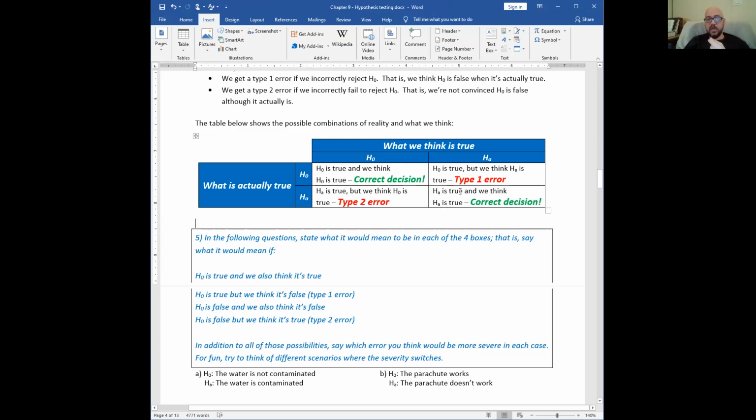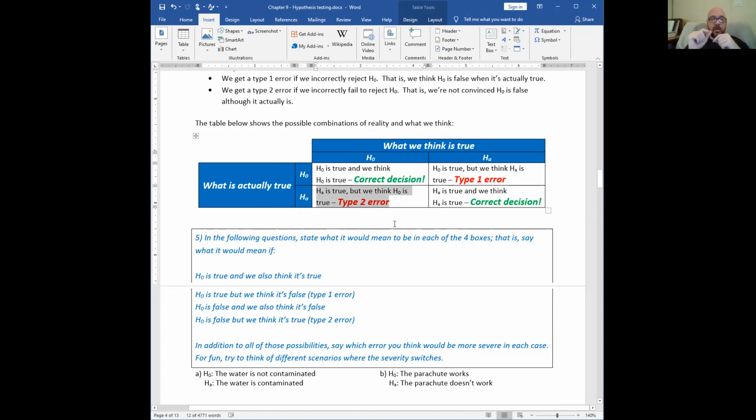On the other hand, sometimes we think that the alternative is true, which is we think we should reject the null hypothesis, but we shouldn't. That's called a type 1 error. And then if we do the other way around, the alternative is true, but we think the null is, it's called a type 2 error.